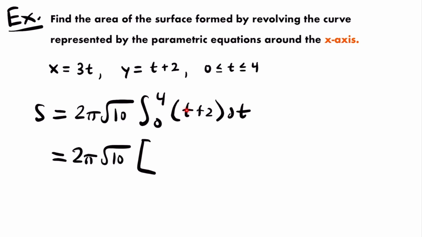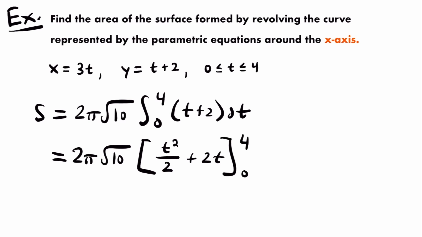And so if we do that, this will be equal to 2 pi times the square root of 10 times the integral of t, which if we use the power rule for integration, we'll add 1 to the exponent and then divide by that new exponent. We have t to the first power, so 1 plus 1 will be 2. So we'll have t squared, and then we need to divide by that new exponent of 2. And then we'll add that to the integral of 2, and 2 is a constant, and the integral of a constant will just be equal to that constant times the variable of integration, which in this case is t, so the integral is 2t. All right, and then those terms are evaluated from 0 to 4.